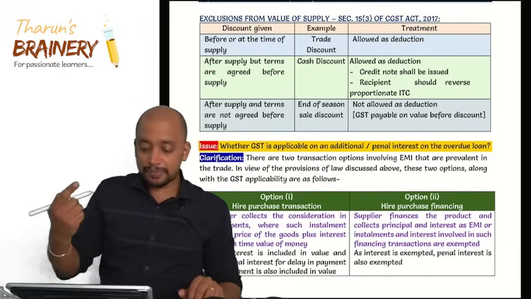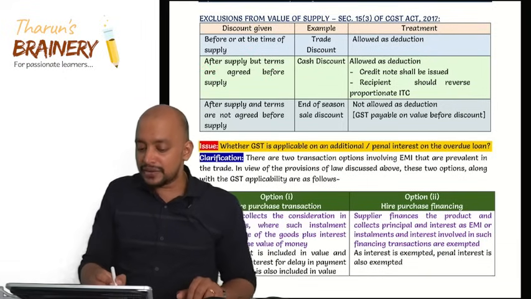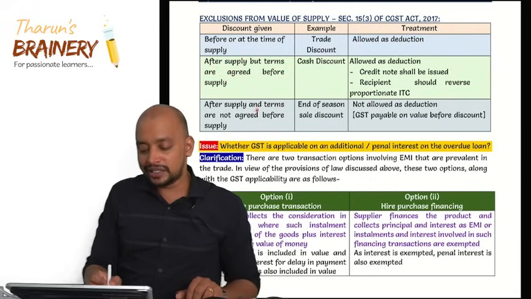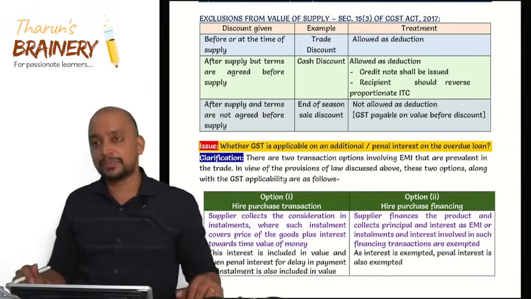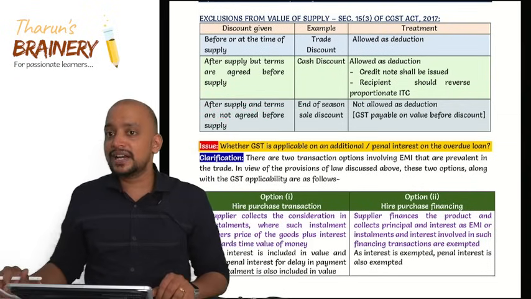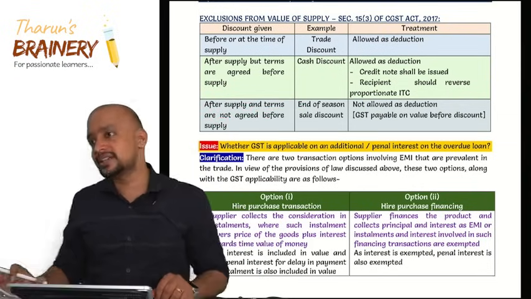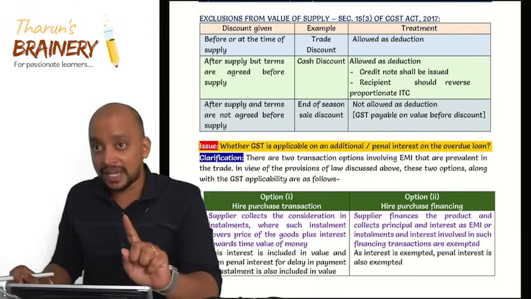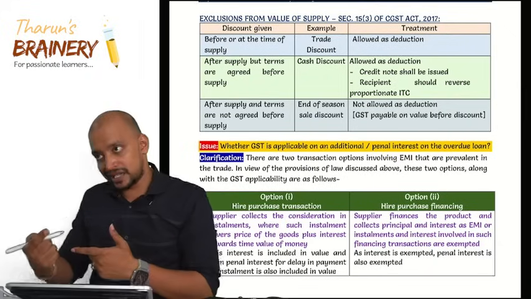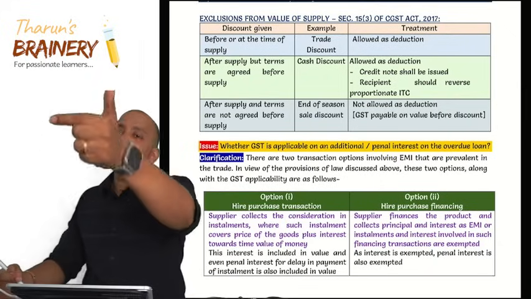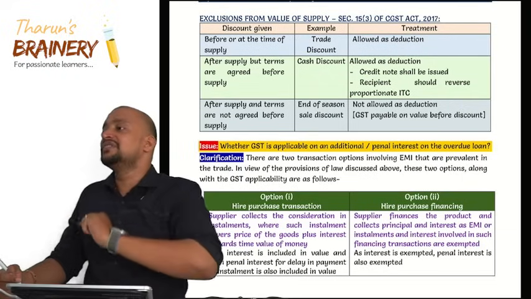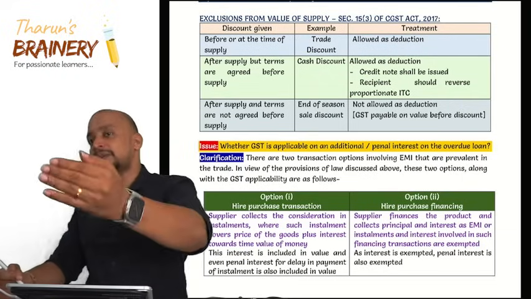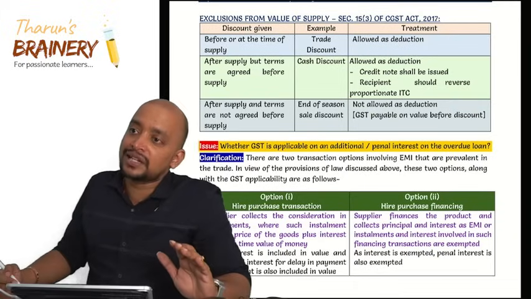Discount given after supply is again divided into two. Discount is given after supply, but the terms are agreed before at the time of supply, or the terms are not agreed before at the time of supply. Example, trade discount. Trade discount is given at the time of supply itself, whereas cash discount is not given at the time of supply, but it will be agreed between the parties that if the recipient makes payment within this time, then the supplier will give a cash discount. So is the discount given before supply or after supply? After supply. But were the terms agreed before at the time of supply? Yes.